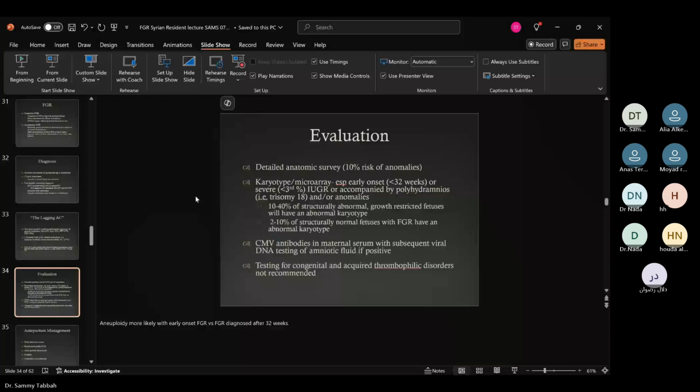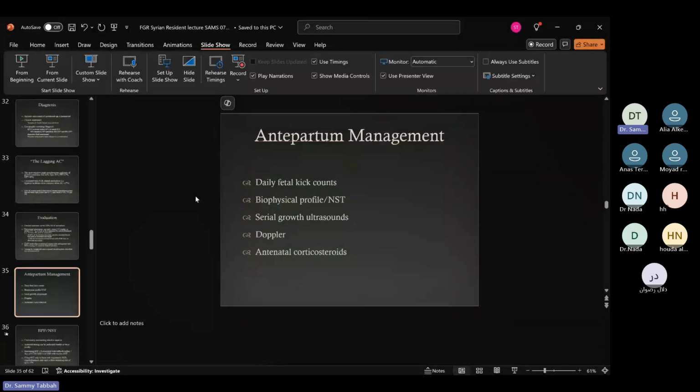Once you diagnose growth restriction, it's important that the pregnancy is monitored, where we tell the mom to pay attention to how much the baby is moving and to present to the hospital if they feel that there is decreased movement. We also use biophysical profiles and non-stress tests. Usually it's a twice weekly monitoring strategy where they have an ultrasound one day and a non-stress test the other day. We follow growth ultrasounds, again, every 2 to 4 weeks. We use Doppler and steroids as needed if we feel that there's an increased risk of delivering early.